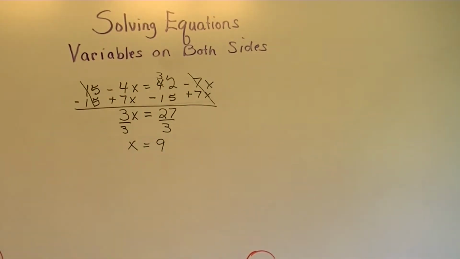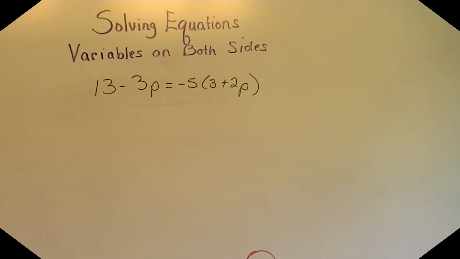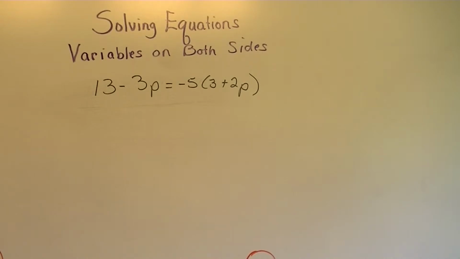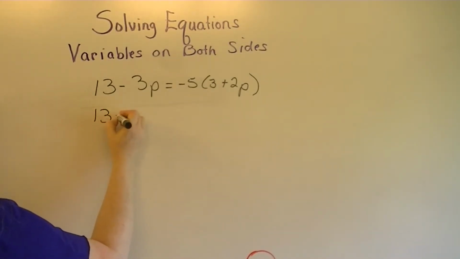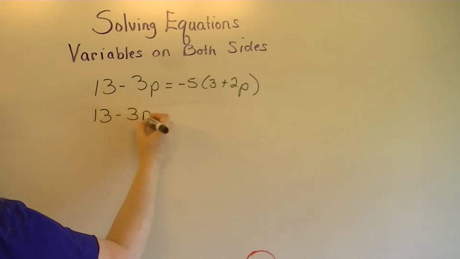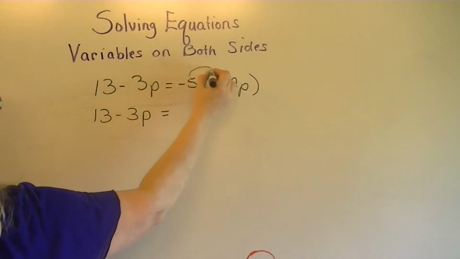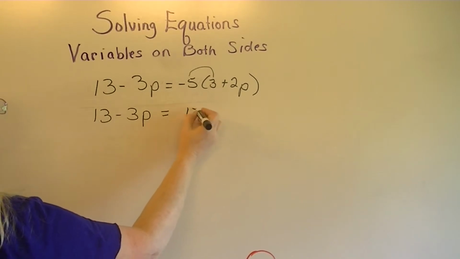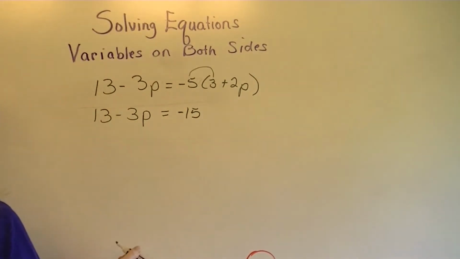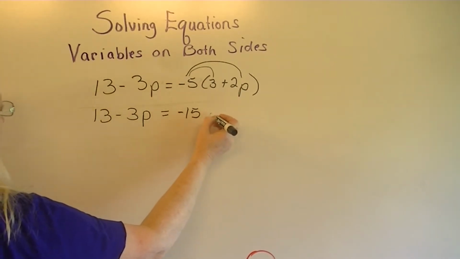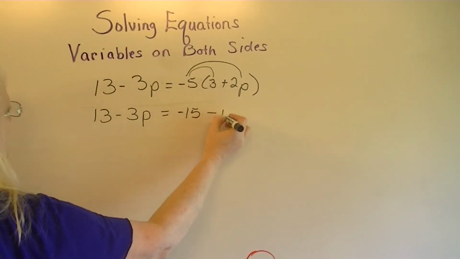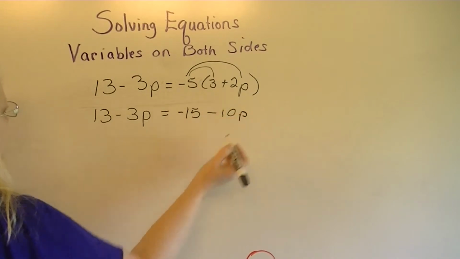Let's try another one. In this problem, I'm going to have to solve with the distributive property first. I'm going to have to do this multiplication, so I'm just going to rewrite the left side. Now, 5 times 3 is 15, but there's one negative, so that makes it negative 15. And then there's negative 5 times positive 2, which is negative 10, and I'm going to keep the p.